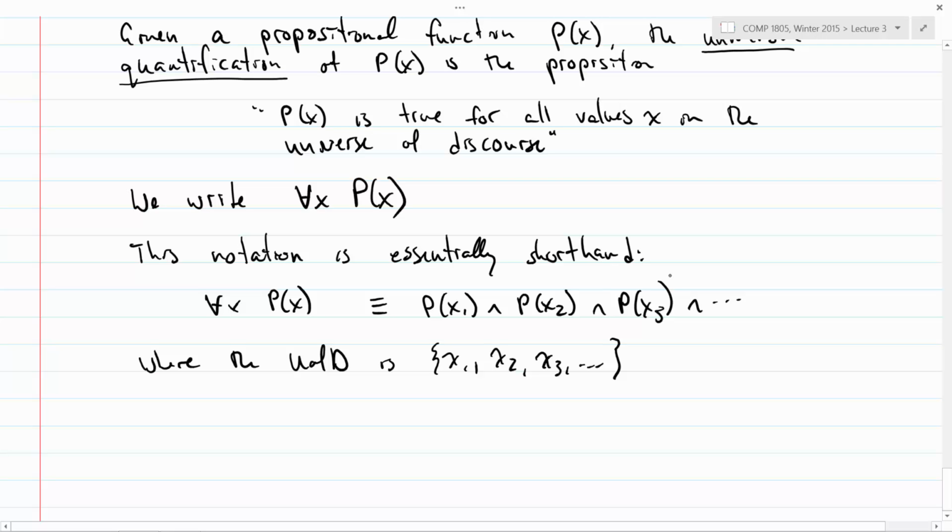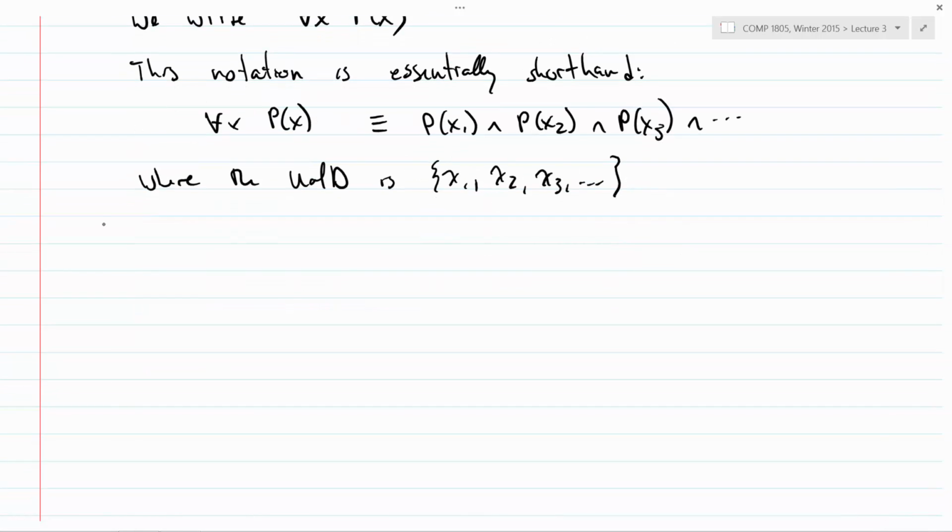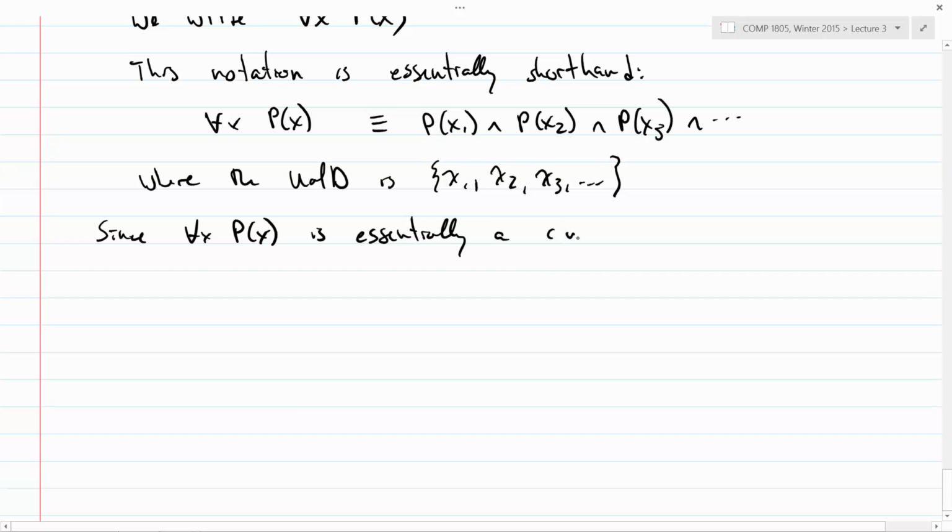One thing you should notice is that since for all x, P(x) is essentially a conjunction, a very large number of conjunctions, possibly an infinite number, it must be the case that it has truth value true exactly when the predicate is true for all objects in the universe of discourse, but false otherwise.